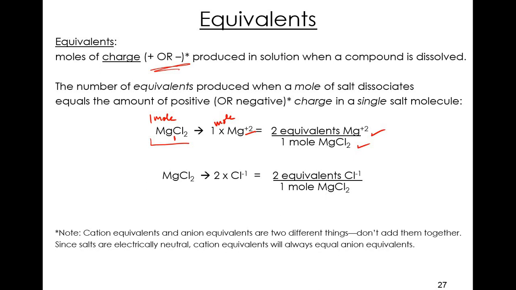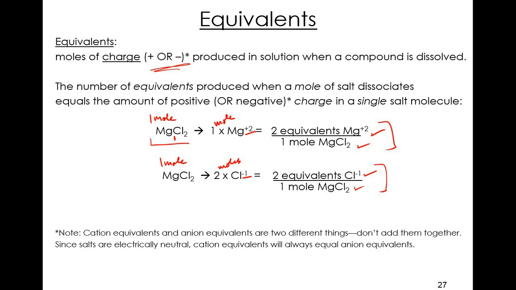Similarly, to measure the anionic equivalents provided by magnesium chloride, we note that 1 mole of the salt, again 1 mole of magnesium chloride, provides 2 moles of chloride, each ion containing a charge of -1. So 1 mole of the magnesium chloride salt will provide 2 equivalents of anionic charge from the chloride. We use the equivalents per mole as a conversion factor in our calculations.